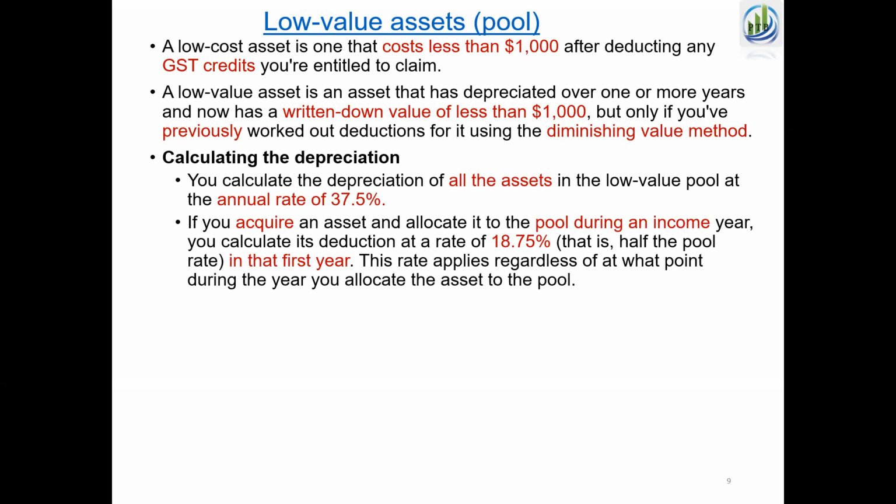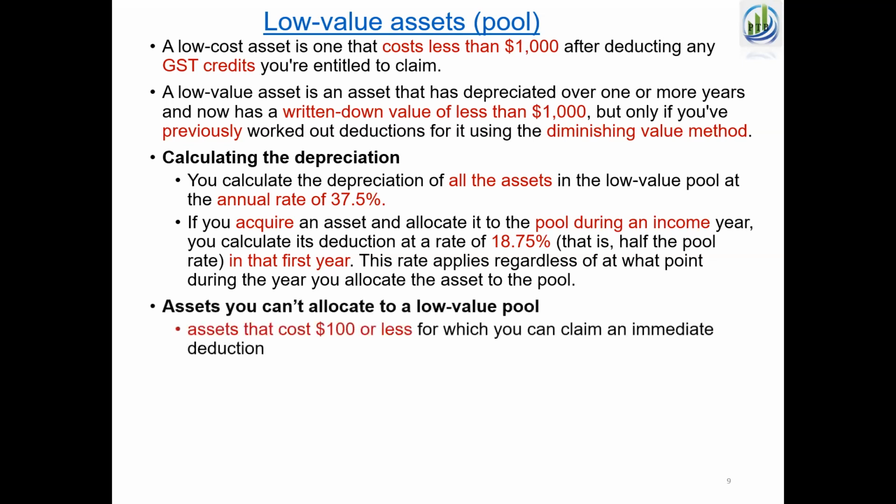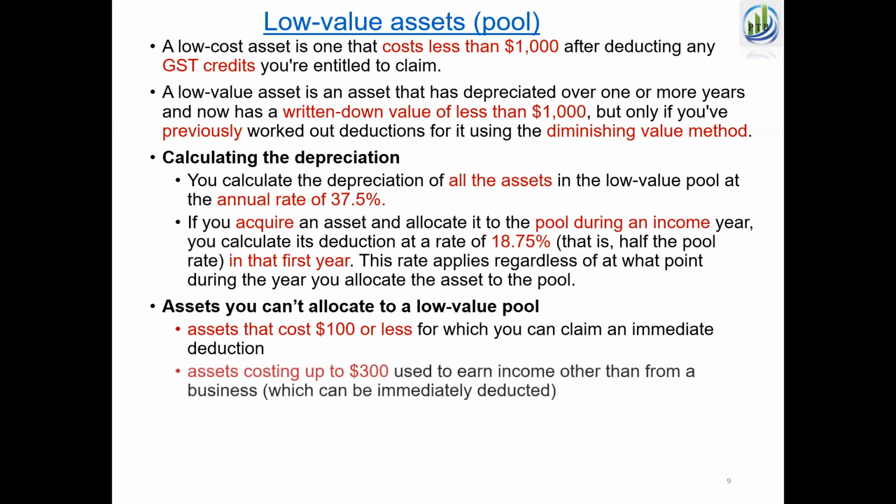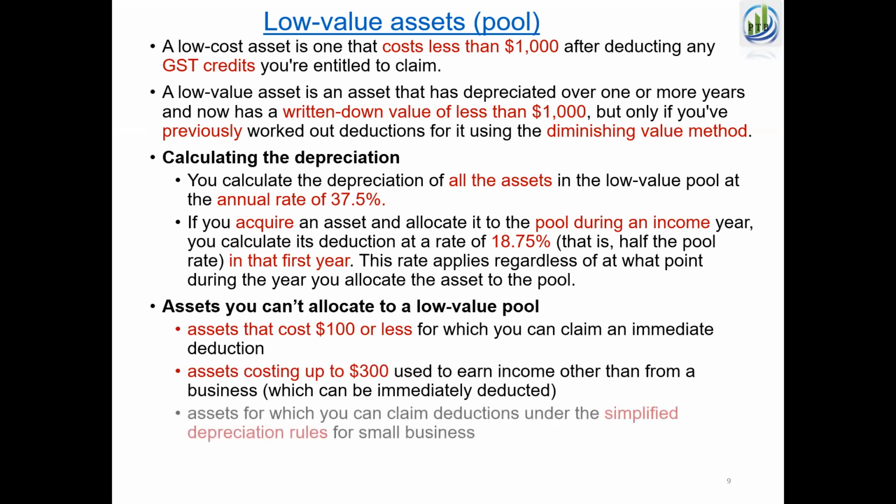What I'm saying is, if you purchase an asset on 2nd of July in that financial year, 18.75. If you purchase on 30th of June in that particular financial year, only one day with you, you can deduct 18.75 percent. That's what it means to put assets in the low value pool. You cannot allocate assets less than $100 for business to the low value pool because you can deduct immediately. For individuals, less than $300, no need to allocate here because you can deduct immediately.